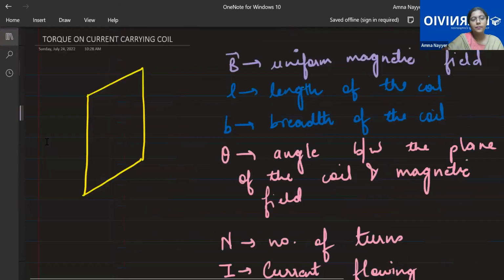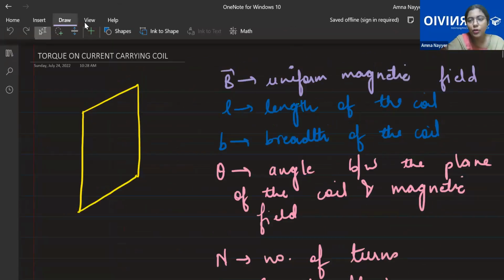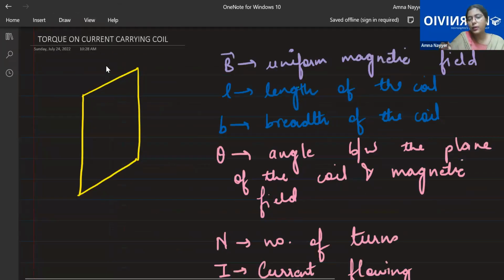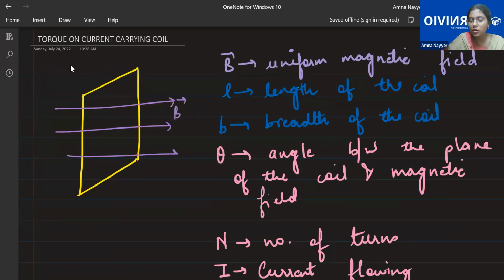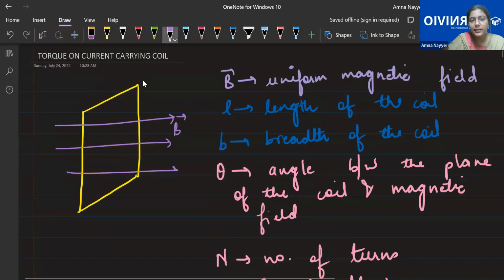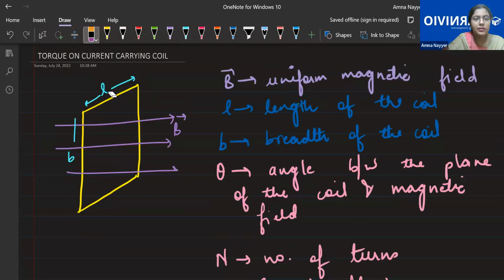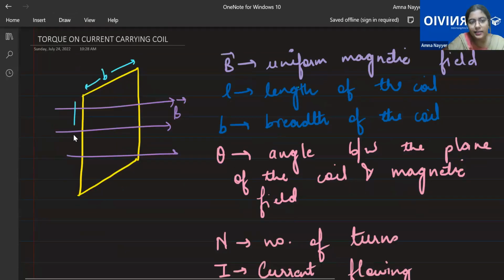Okay, then let's come to the torque topic. Here in torque's topic, we'll have a coil and there are magnetic field lines moving across the coil. The length of the coil is given to us as L and the breadth of the coil, I have written opposite. This is the breadth of the coil. This is the length of the coil.